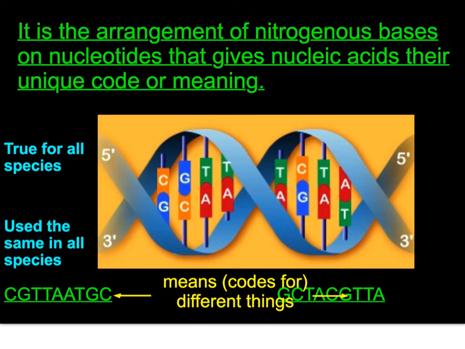Well, the fact that the code is read and used the same in all species allows scientists to take genetic information from one organism and put it into another organism, and it will work. And we call those kinds of experiments genetic engineering, and we call the kinds of organisms that we create doing that genetically modified. And it's those types of things that are really creating some pretty amazing advances.